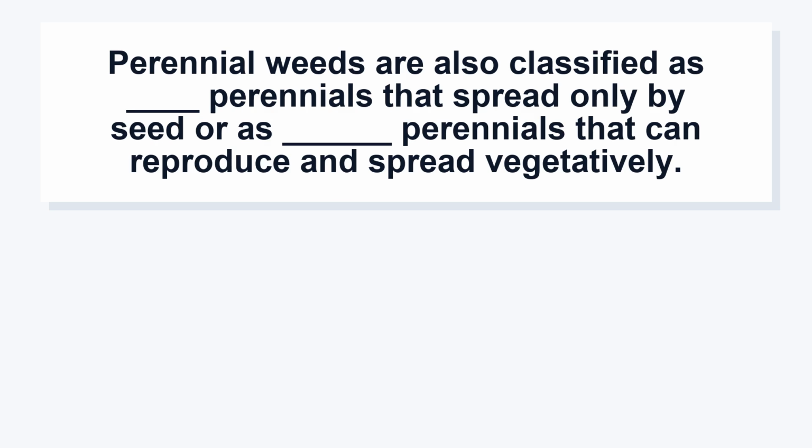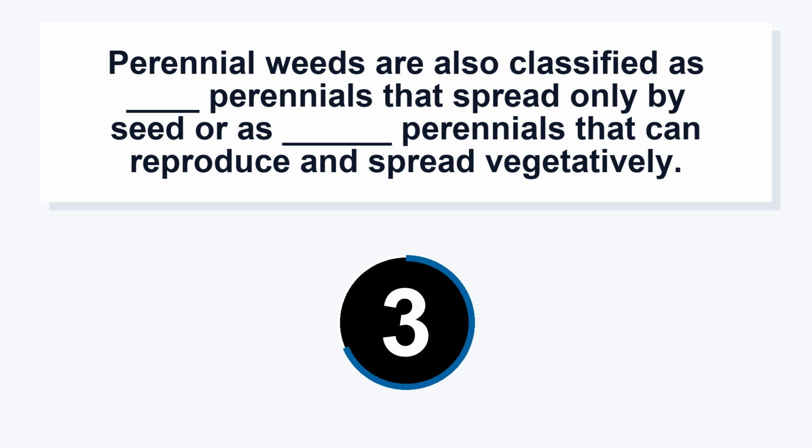Perennial weeds are also classified as perennials that spread only by seed or as perennials that can reproduce and spread vegetatively. Simple creeping.